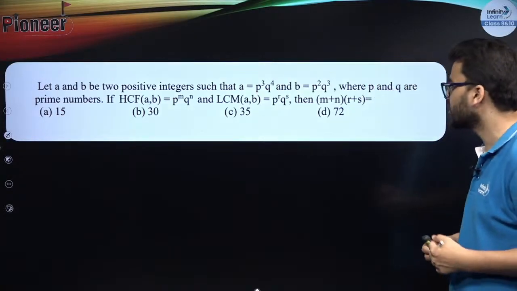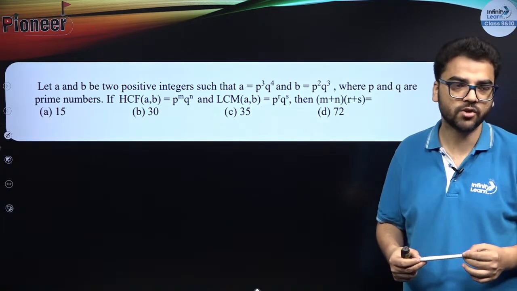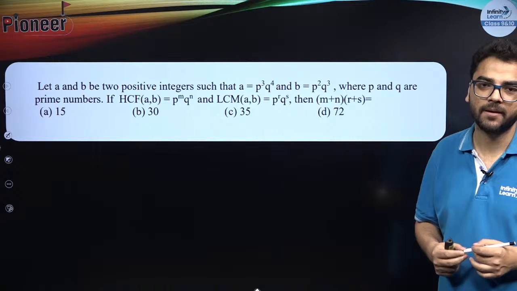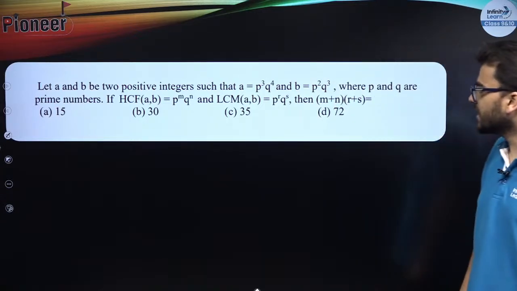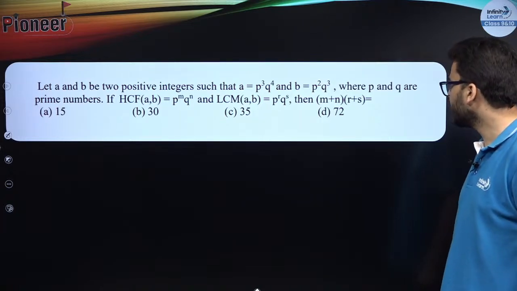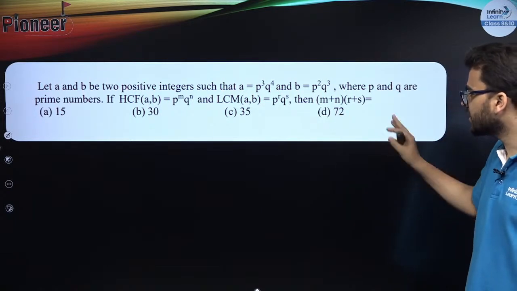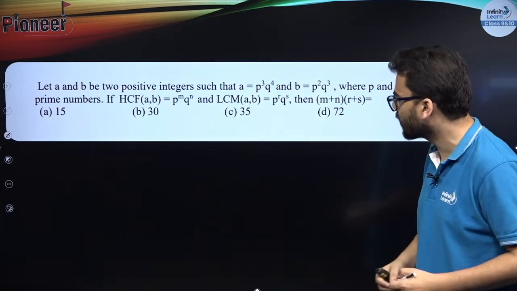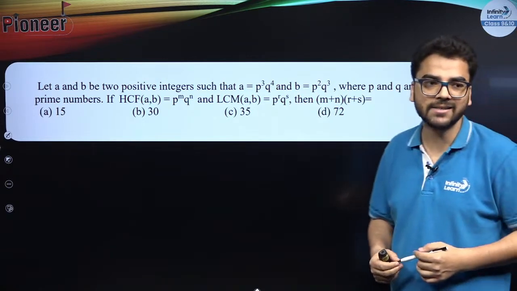And can you do this question, guys, over here? Hello Ashutosh, welcome to this session. So over here A and B are two positive integers such that A is equal to this, B is equal to this, where P and Q are prime numbers. If HCF is this and LCM is this, then you have to find M plus N into R plus S over here. It is already given that P and Q are prime numbers.